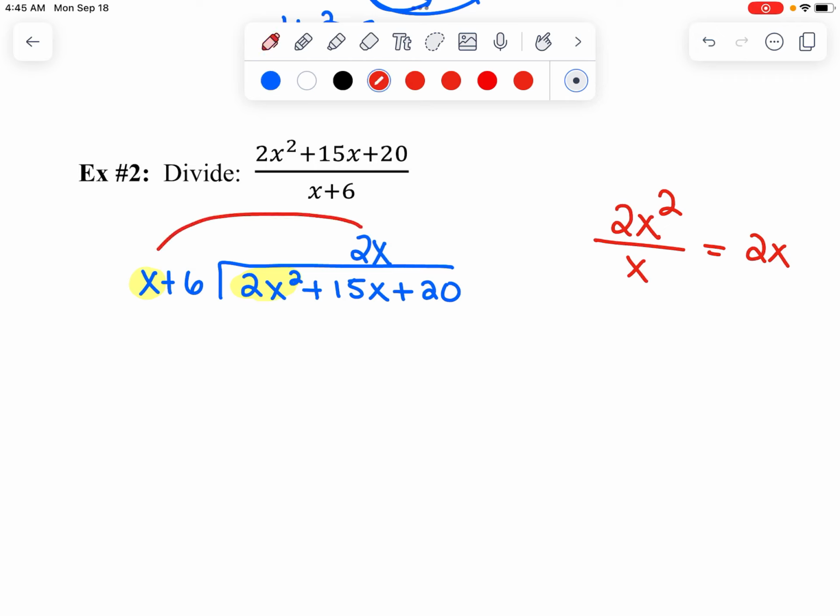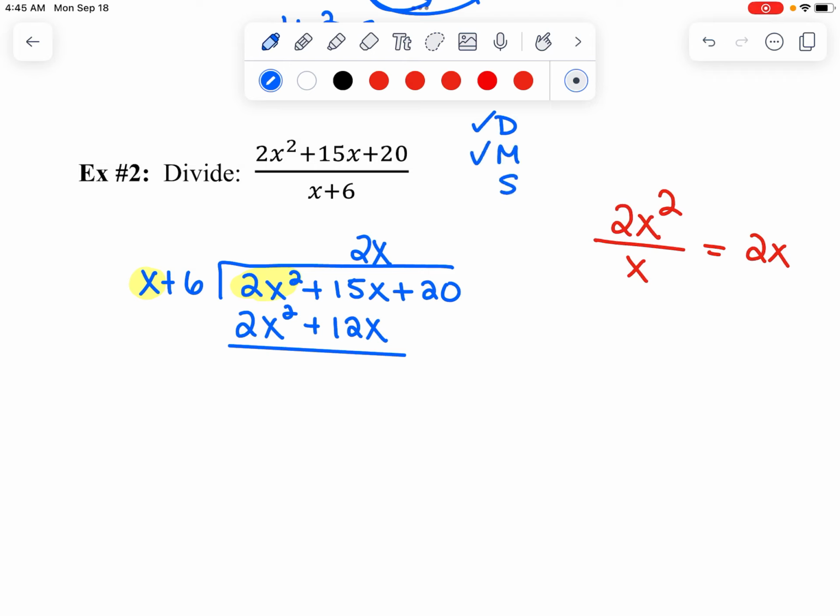Now I'm going to multiply, distribute my 2x to the x plus 6, which would be 2x times x, which is 2x squared. You should always get that first term to be the same as the one above it. And then 2x times 6 is 12x. Just give myself a little reminder here. So we did the division, we multiplied, now we're ready to subtract. I'm going to change this to a minus, change this to a minus.